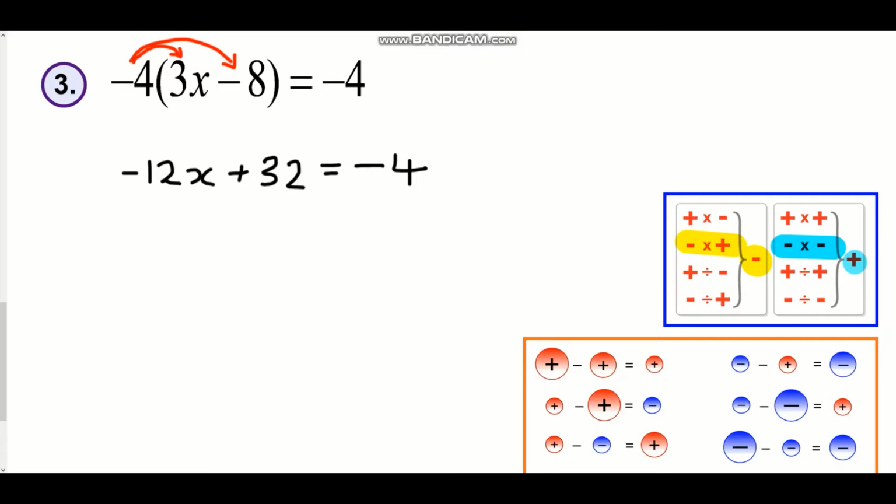Next step is to sort out my units. I don't want plus 32 added onto my x's. Oops. So I'm going to take away 32 from both sides. So -12 is left in terms of x's. My plus 32 is cancelled out by the -32. -4, take away another 32, is going to send me further into the negative numbers. So that's -36.